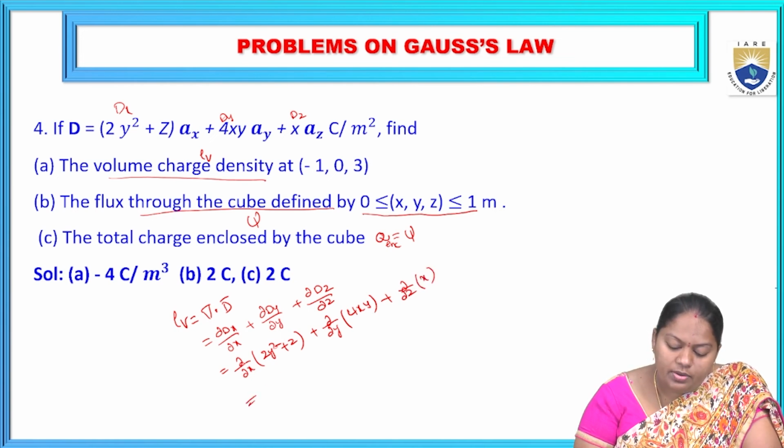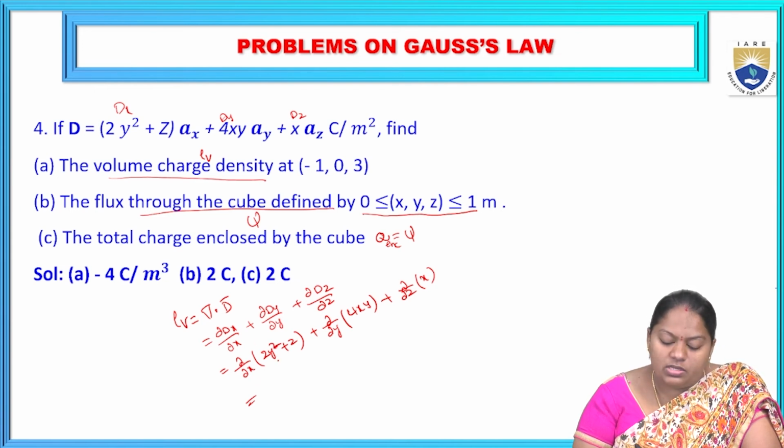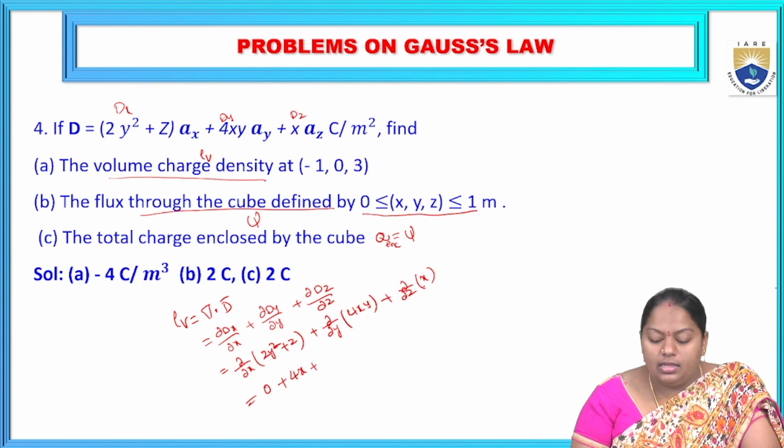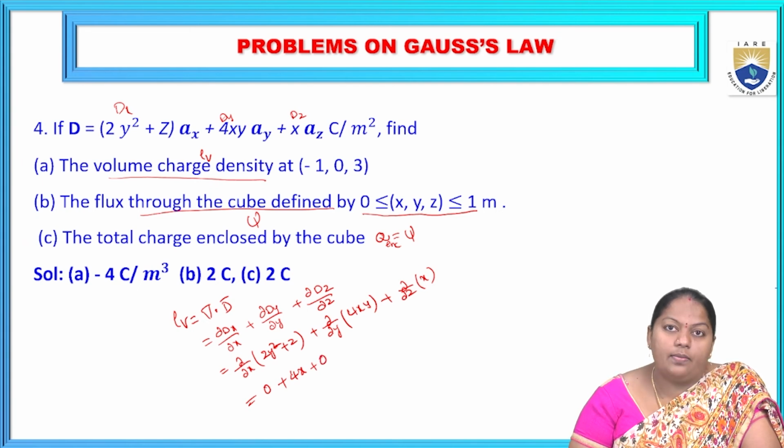Which is equal to dou by dou x of 2y square plus z. So we are differentiating this with respect to x, and the variables are y and z. With respect to x, these two are constants, hence this will be 0. Plus dou by dou y of 4xy. So 4x is a constant, and we are differentiating with respect to y. Then dou y by dou y value is 1, hence we get the value 4x. Plus dou by dou z of x. We are differentiating this with respect to z, and the variable is x, and x can be treated as a constant, hence its value becomes 0. Then rho v equal to 4x.